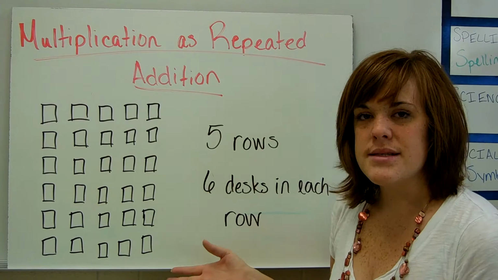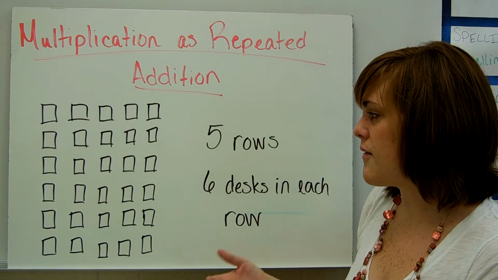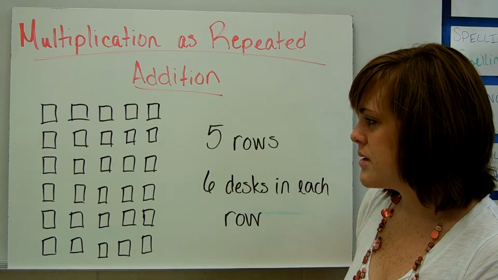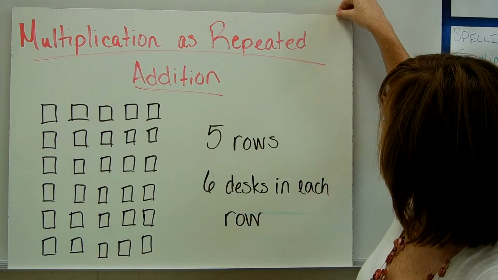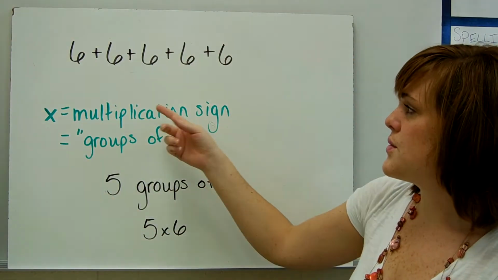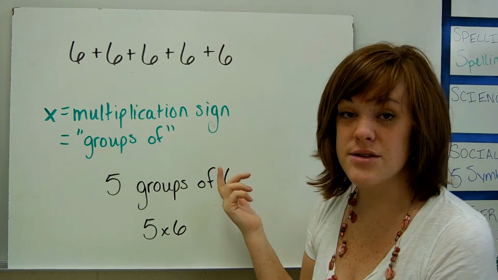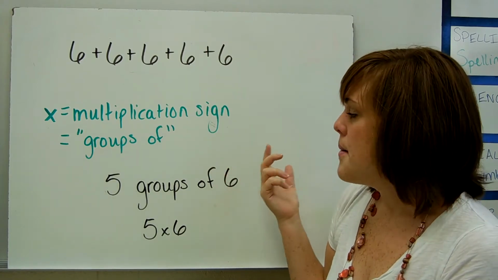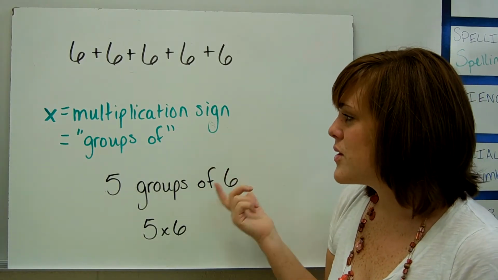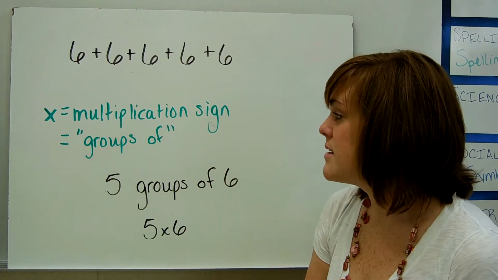If I want to know how many desks there are, I can obviously count them one by one, but it would be a lot faster to use addition. So let's look at that. We could do 6 plus 6 plus 6 plus 6 plus 6. That would be faster than counting out one by one. But we could also use multiplication, which would be even faster than the addition.